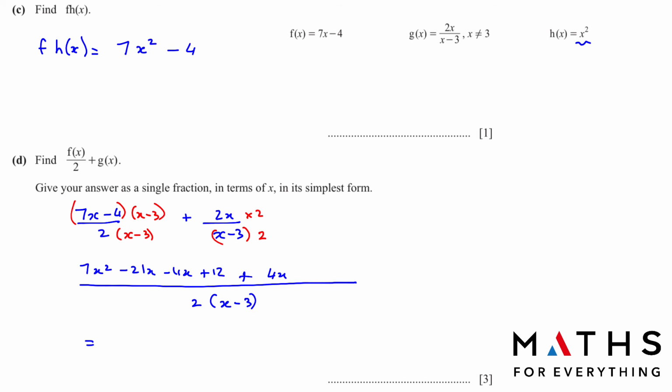Now let's see what you can simplify here. If there's anything common, 7x squared, nothing common. Negative 4x and 4x will get cancelled. We are left with negative 21x plus 12 over 2x minus 3. Check in the calculator. I don't know which calculator you have, but check if you can factorize this. Always check that. Here it's a quadratic and we cannot factorize this. So this is the final answer. If you can factorize, you must do that extra step.